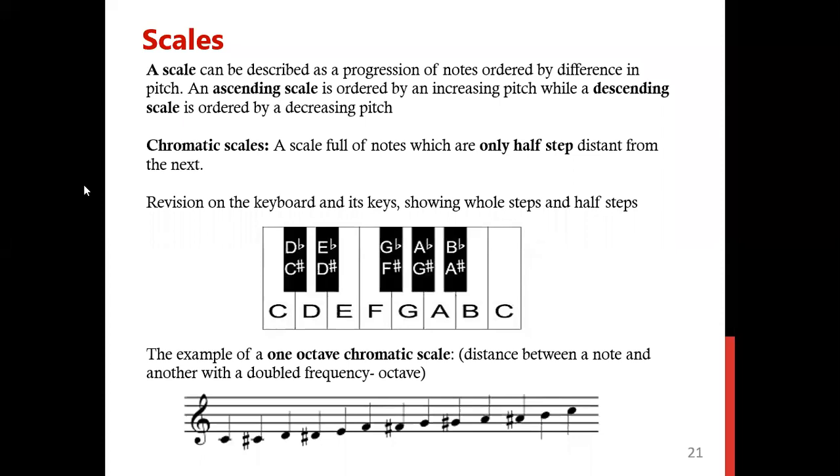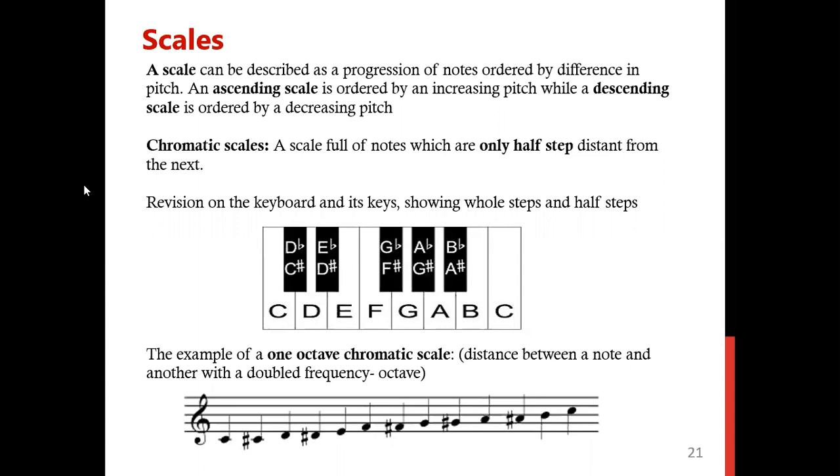So a scale can be described as a progression of notes ordered by difference in pitch. An ascending scale is ordered by an increasing pitch, while a descending scale is ordered by a decreasing pitch. We remember one of the properties of sound, sorry, properties of music. We said pitch, and we also said duration, and so on. The pitch, that frequency, gives you that.